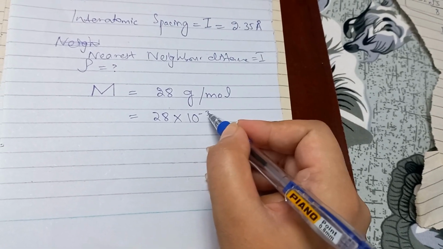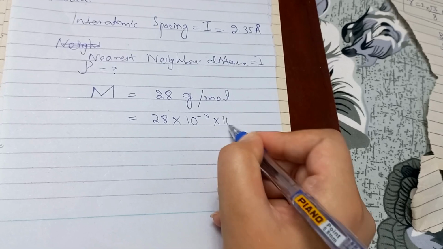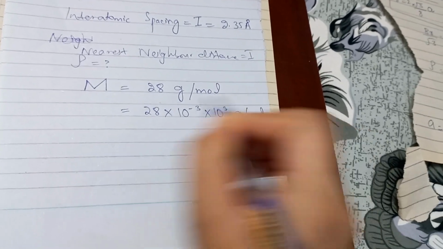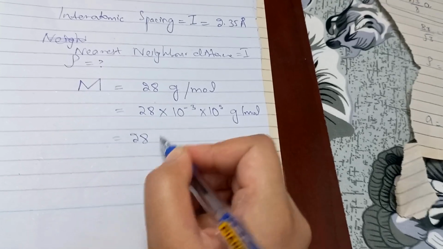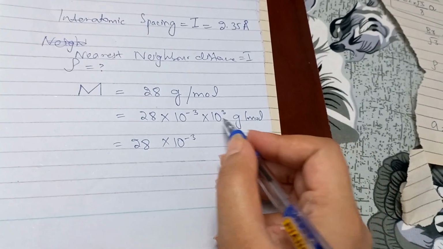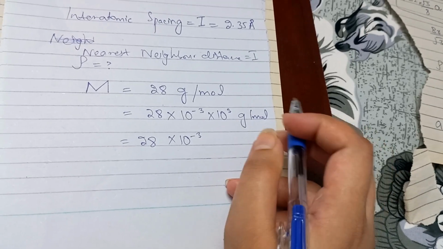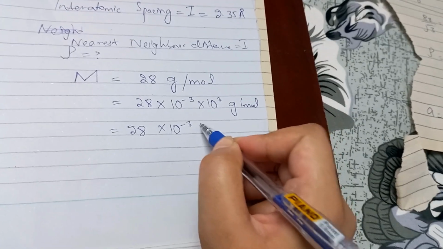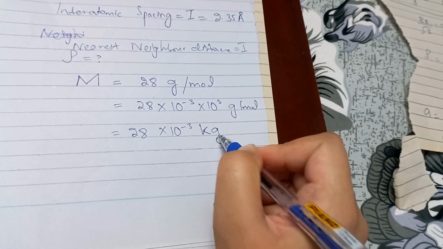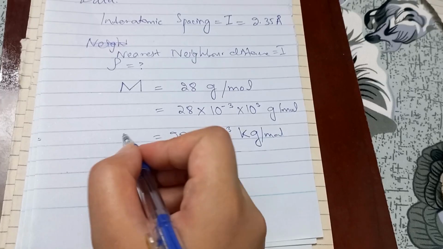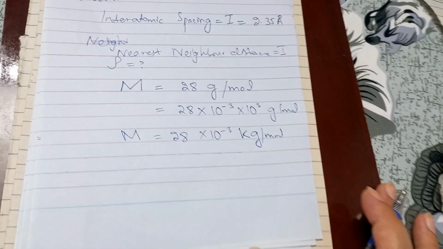We are multiplying 10 raised to the power minus 3 as well as 10 raised to the power plus 3, so that the situation remains neutral and mathematically consistent, and 10 raised to the power minus 3 remains as it is. We know k, which is kilo, is actually 10 to the power 3. We can write in place of 10 to the power 3 as kilo g per mole. So we have also converted the molar mass into SI unit.